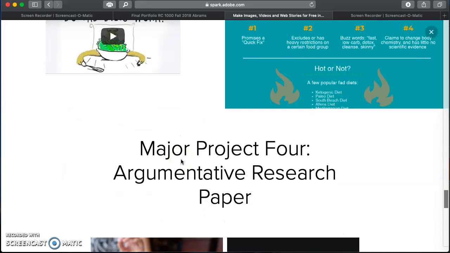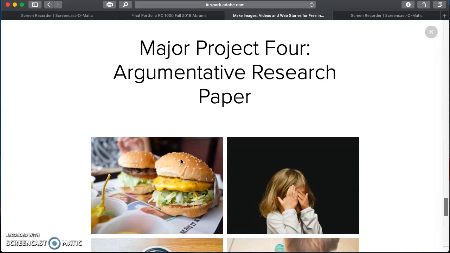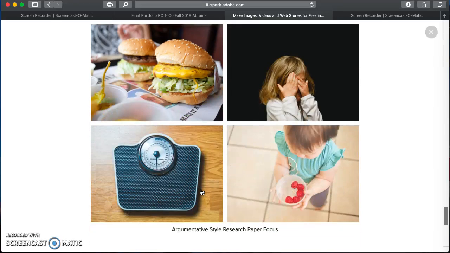And then my fourth project that I included was the major project 4, which was our argumentative research paper. My artifacts were just 4 pictures about childhood obesity, and I felt like it represented it well.